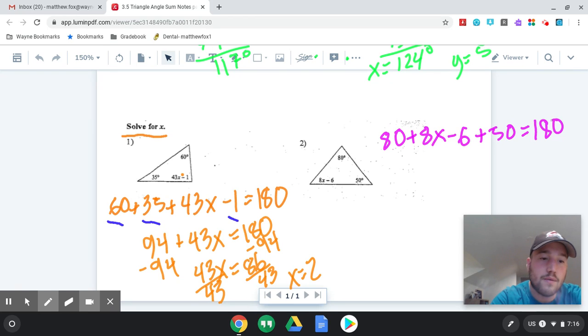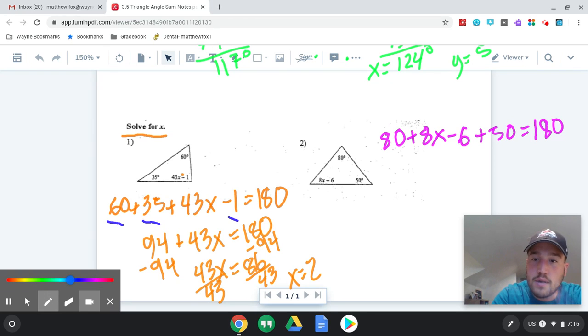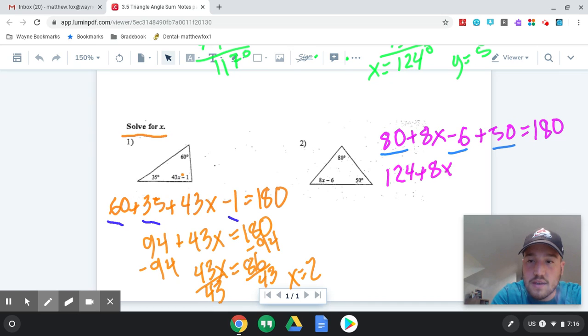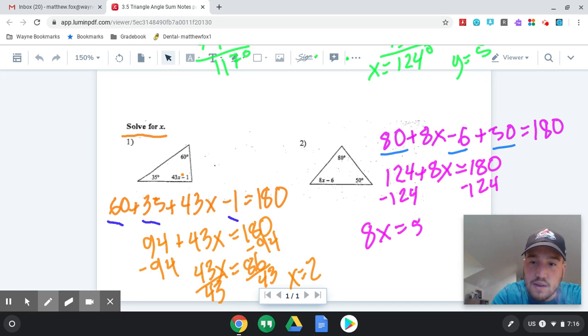Okay, at this point, we're going to find our common terms. So 80, negative 6, and 50, they're all on the same side. We can combine those like terms. 80 minus 6 is 74, plus 50 gives us 124. Still plus 8x equals 180. Then at this point, all we have to do is subtract, and we're going to have 8x equals 56. If you can't do all this in your head, that's fine. Use a calculator. Divide by 8, and we're going to get x to equal 7.